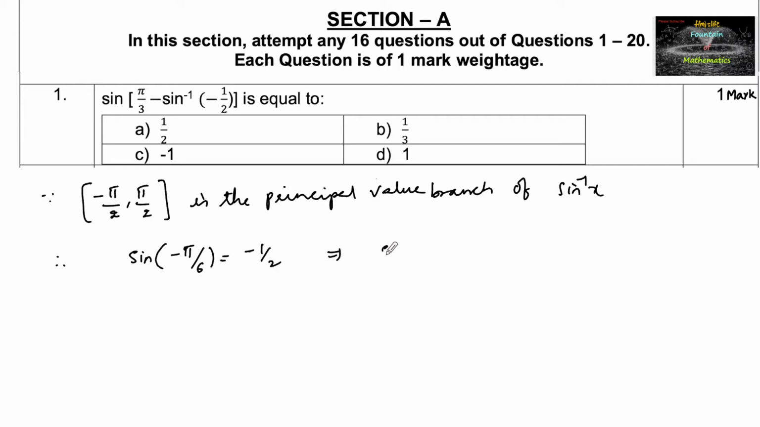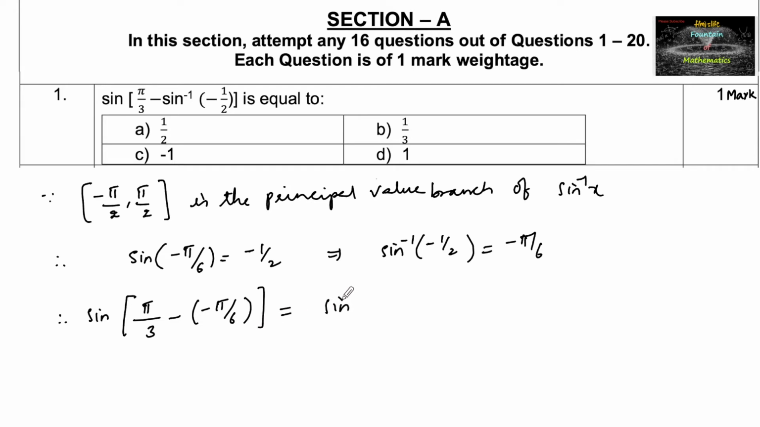So which implies that sine inverse of minus 1 by 2 is equal to minus pi by 6. So we can write, therefore sine of pi by 3 minus sine inverse of minus 1 by 2, we can write minus pi by 6, which is equal to sine of pi by 3 plus pi by 6.